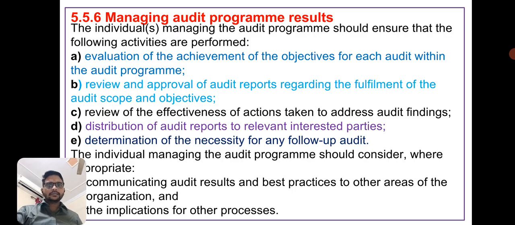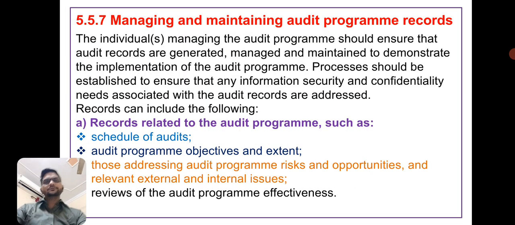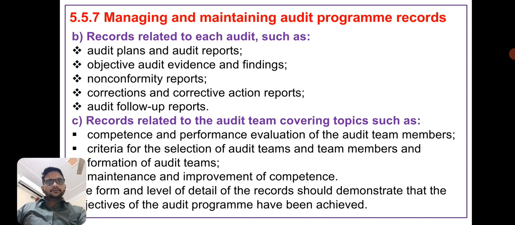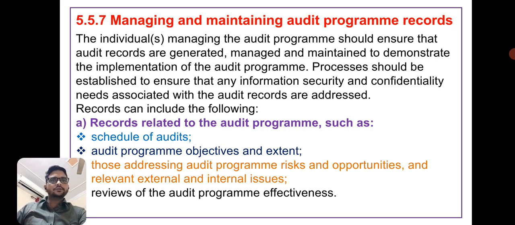The individual managing the audit program should also consider, where appropriate, communicating the audit results and best practices to other areas of the organization, and the implications for other processes. Next clause is 5.5.7, that is managing and maintaining audit program records. First is records related to the audit program, such as the schedule of the audit program, addressing audit program risks and opportunities, external and internal issues, and review of audit program effectiveness.